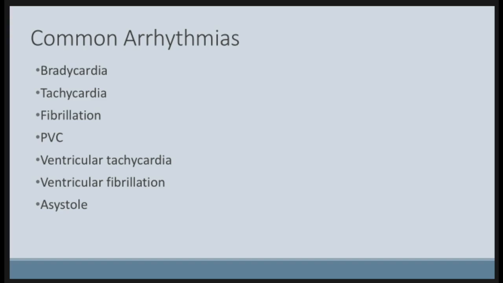PVCs are when an extra impulse is fired from within the ventricle. That's basically premature ventricular contractions. The most common arrhythmia would be atrial fibrillation. Generally, it's not life-threatening, but it does have the potential to cause a blood clot in the atrium because it's not emptying properly. Ventricular tachycardia is when the heart rate is abnormally high, exceeding 100 to 240 beats per minute. And that's happening in the ventricular area.